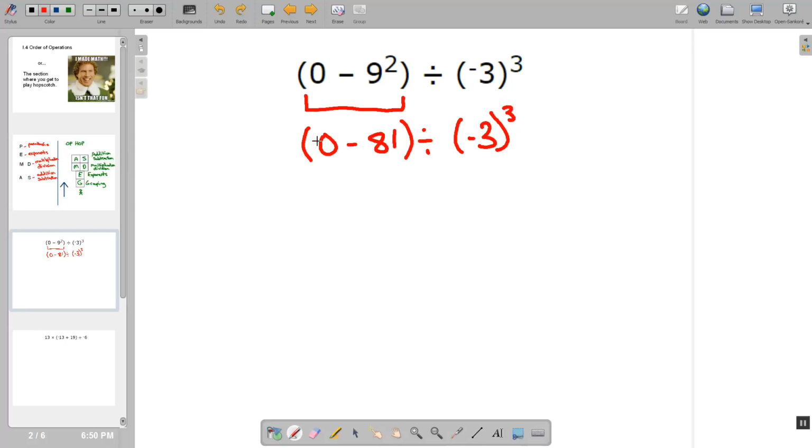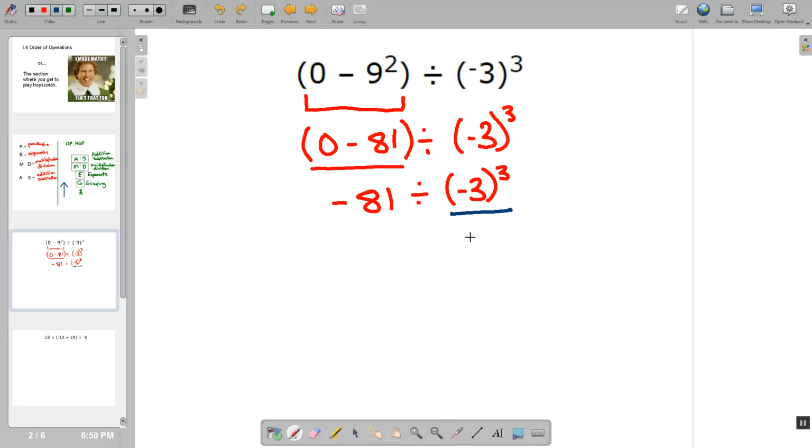So now I still have a parenthesis over here, so I will do that next. 0 minus 81 is negative 81. And I still have this parenthesis on the right. Now, this parenthesis on the right actually doesn't impact the problem at all, but the exponent still does.